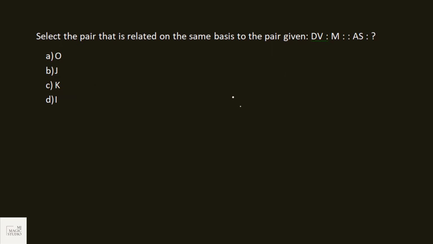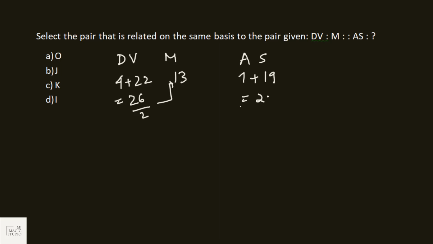Okay, one more on letters analogy. DV is to M. D is 4, V is 22, and M is 13. Bingo. We can see that 4 plus 22 is 26, divided by 2 is 13. So AS: A is 1, S is 19, the sum is 20, divided by 2 should be 10. And the 10th letter in the English alphabet is J. So with AS, J should fit in. Option B fits in here.